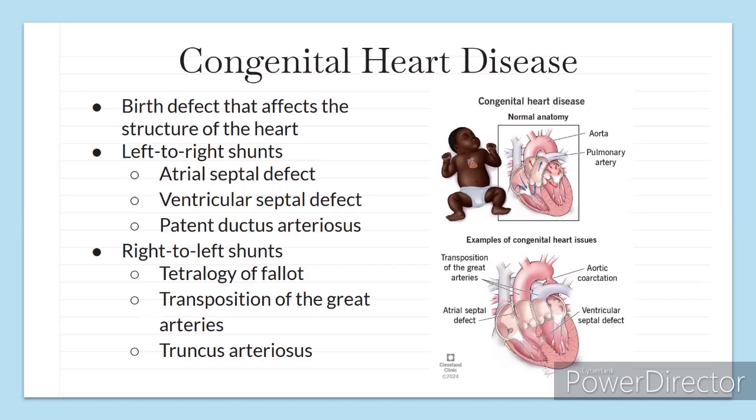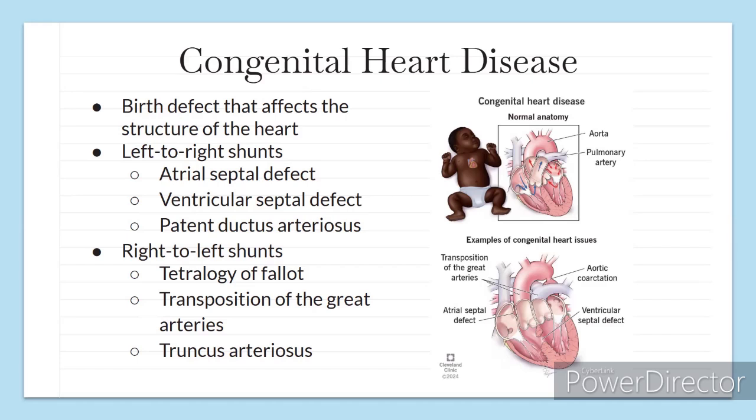Next, the second type of right to left shunt is transposition of the great arteries, where the aorta and pulmonary artery are swapped. The aorta originally arises from the left ventricle, and the pulmonary artery originally arises from the right ventricle. But in transposition of the great arteries, the aorta arises from the right ventricle, and the pulmonary artery arises from the left ventricle. So the two locations are swapped. And truncus arteriosus is when the aorta and pulmonary artery don't separate properly.